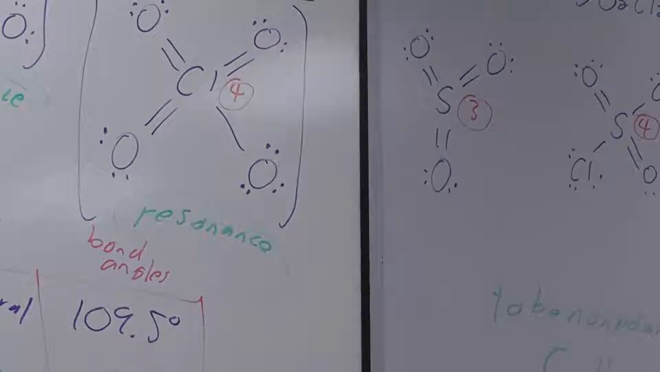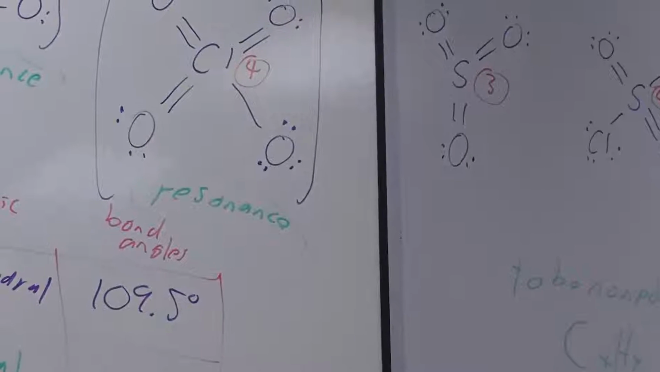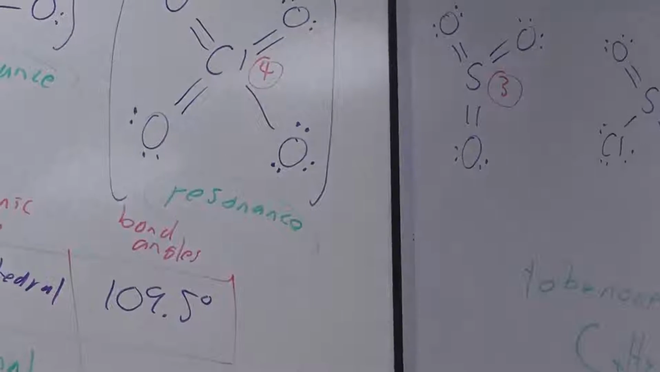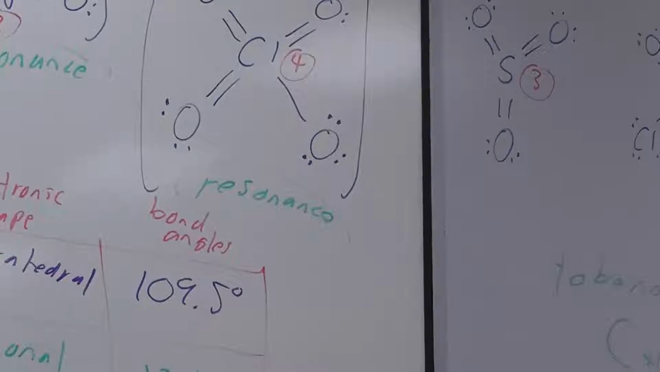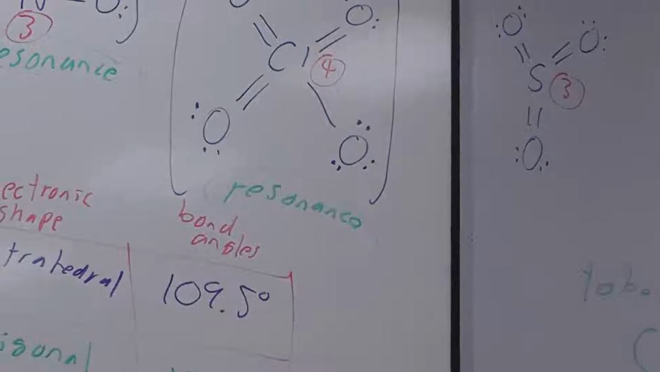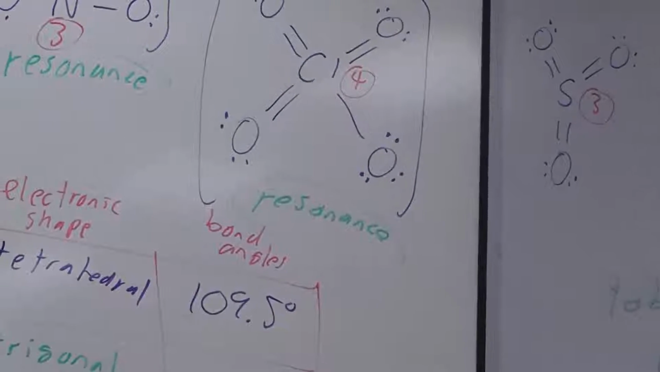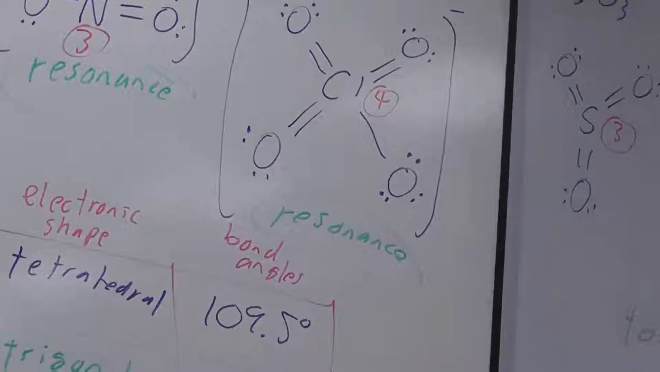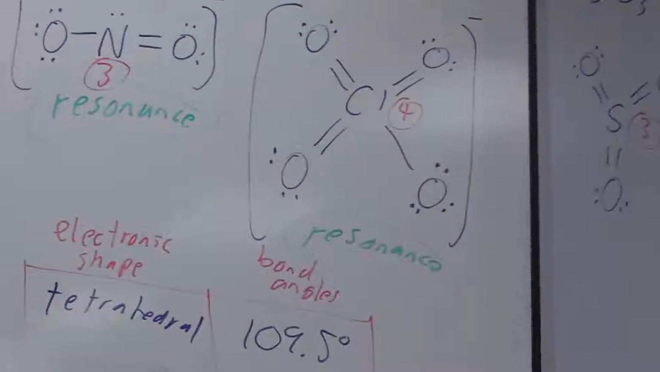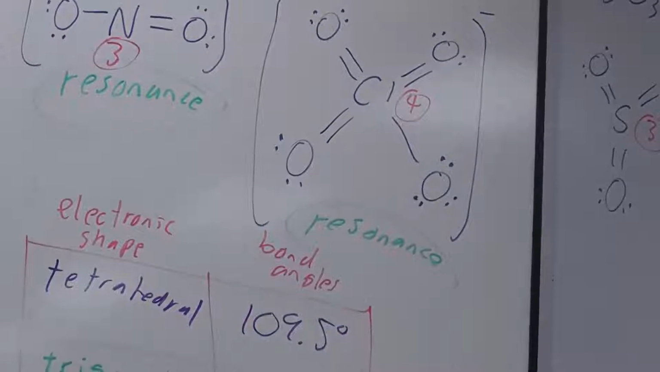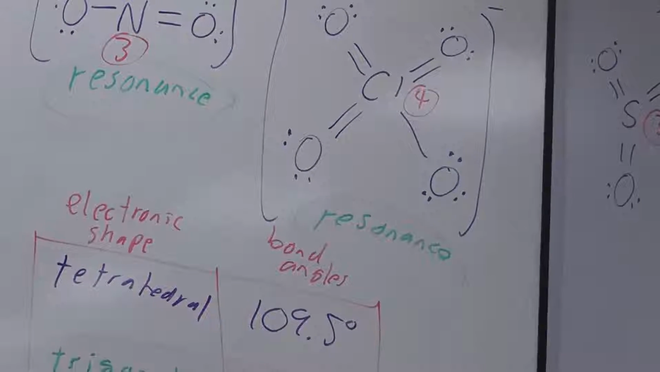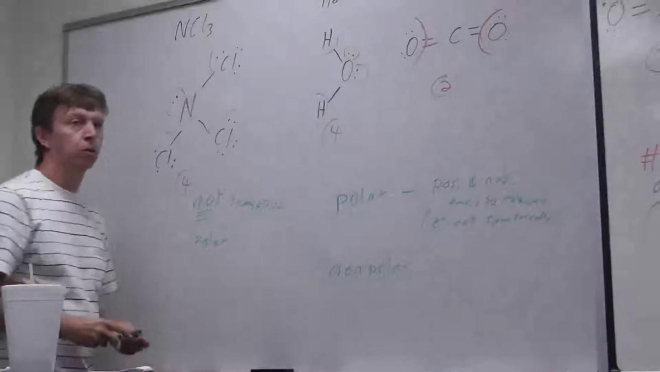When you look at NCl3, and we've got electrons in 4 different locations, are all 4 locations identical? No, we've got chlorine, chlorine, chlorine, and nothing, right? Since they're not all identical, this is not symmetrical, and therefore polar.